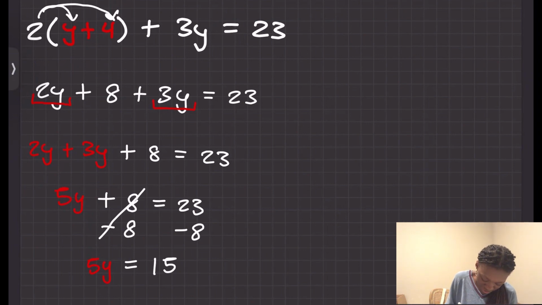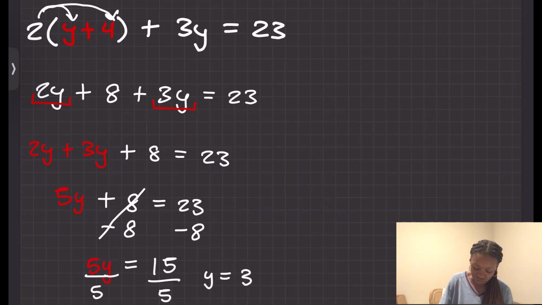Then I'm going to divide both sides by 5. This is all easy algebra stuff. Like I said, if you're watching this video, you probably know how to do this. y is equal to 3.